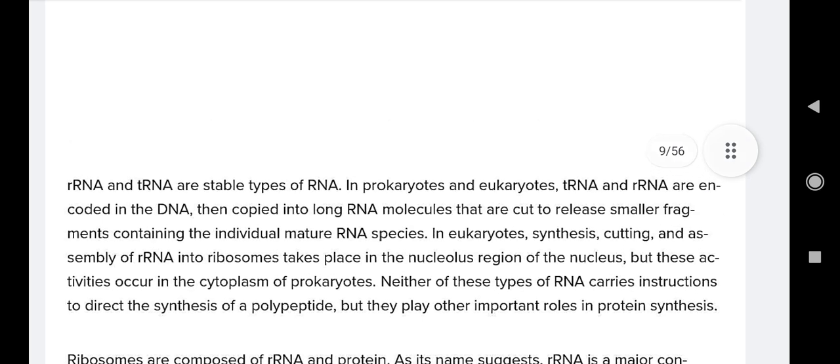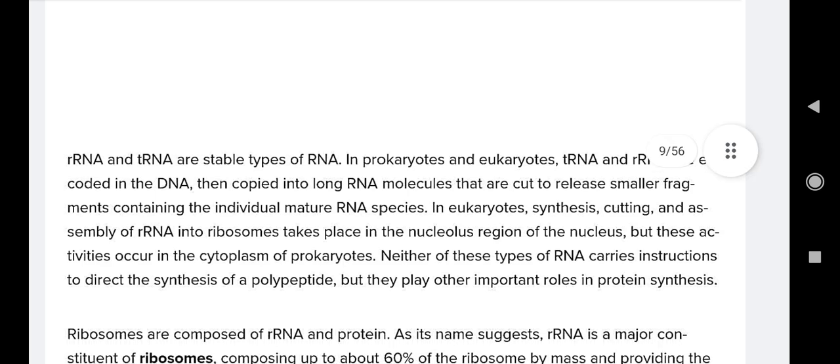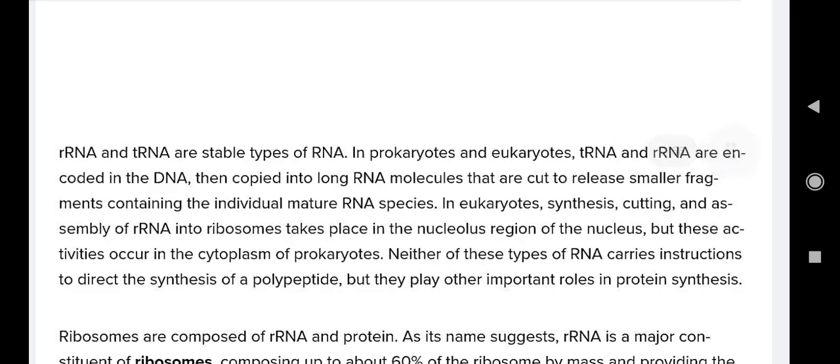So if you compare these three things, rRNA, tRNA and mRNA, out of them rRNA and tRNA are quite stable types of RNA, and in prokaryotes and eukaryotes, these tRNA and rRNA are encoded in the DNA, then copied into long RNA molecules, and they are cut to release small fragments containing individual mature RNA species.